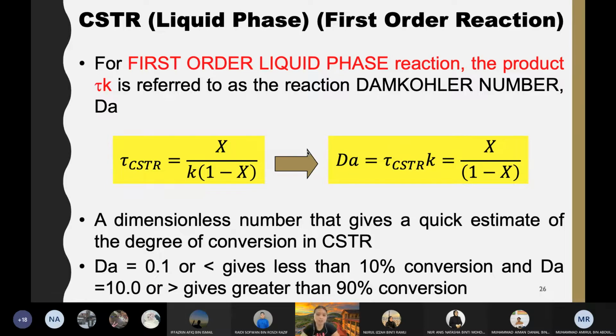But before I go further, there's something interesting or something additional about CSTR liquid phase ini. Okay, nanti dalam report pun kamu akan tengok benda ni. Okay, so for CSTR liquid phase, first order reaction yang tadi kita buat tu, minus RA sama dengan KCA tu, tadi kita derive kan? Kita dapat space time dia equals to X per K in bracket 1 minus X. Okay, tadi yang first order kita derive the space time, we get this.